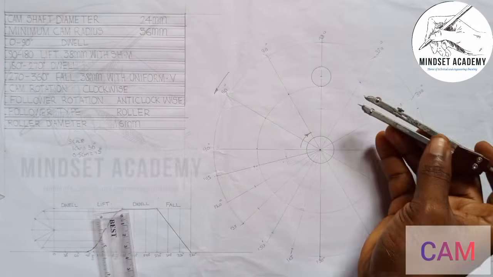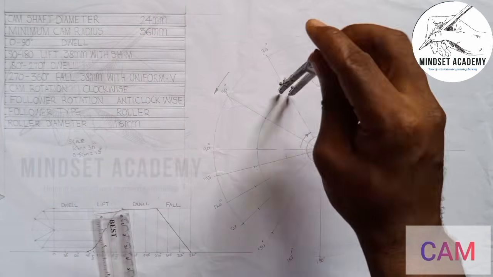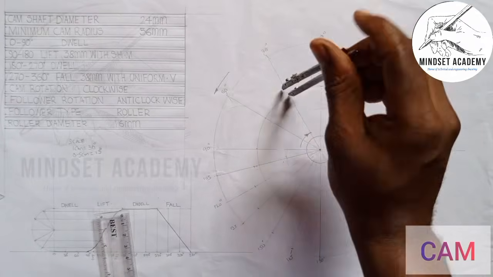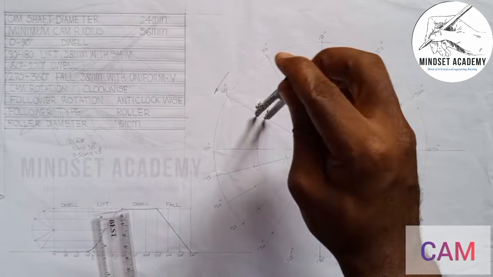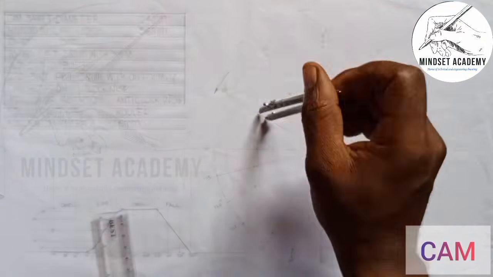Then the rest will be faint on this point where I mark, faint line. On the next point that I mark, faint line. On the next point I mark, faint line.